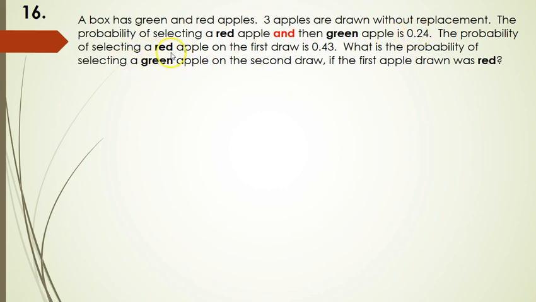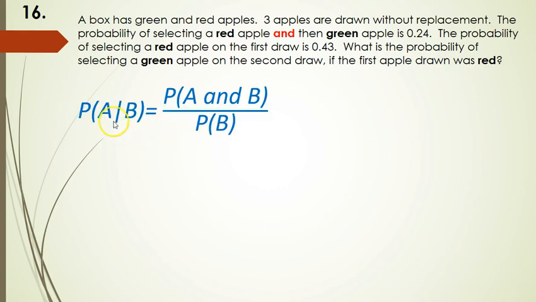The probability of selecting a red apple on the first draw is 0.43. What is the probability of selecting a green apple on the second draw if the first draw was red? So this is going to be a conditional probability problem. Probability of A given that B has occurred. So that's when we do the probability of A and B divided by the probability of B. And this is on your formula sheet, okay?